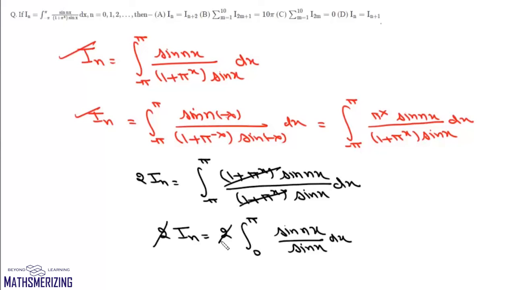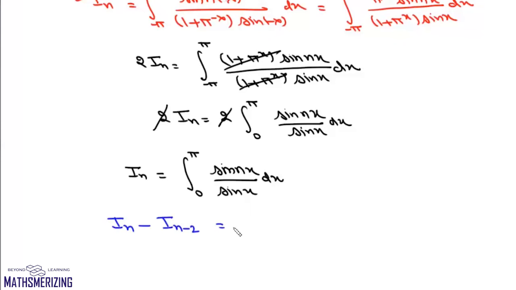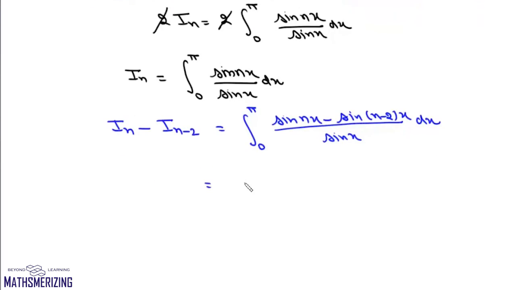Now this 2 and 2 will cancel. So basically this I_n will be this integral from 0 to pi of sine nx upon sine x dx. Now what we'll do is we'll find I_n minus I_{n-2}. So it'll be this integral from 0 to pi of sine nx minus sine (n minus 2)x upon sine x dx.